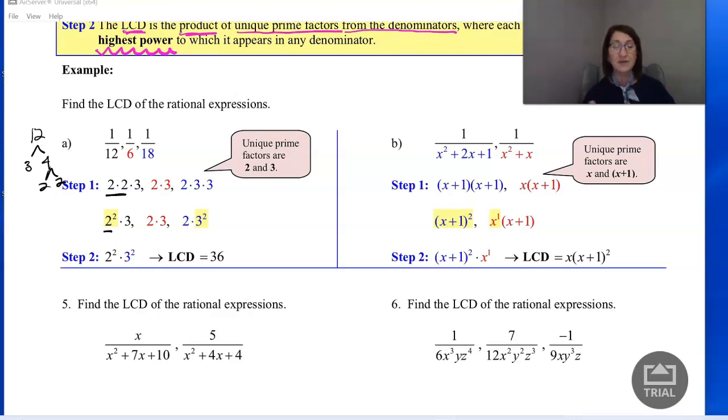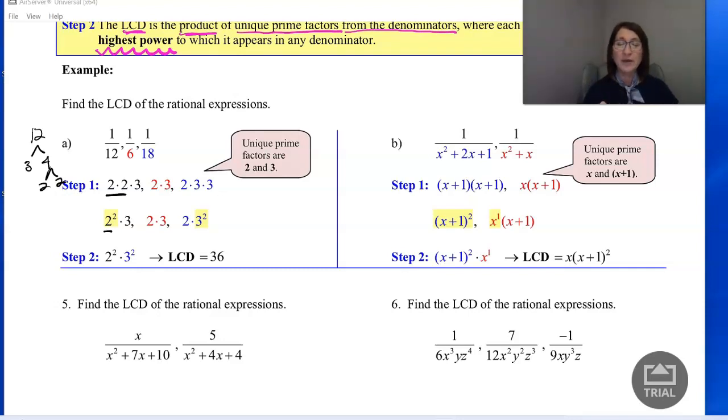Now let's do the same thing with the 6. We break it down into its prime factors. It's 2 times 3. And then with 18, it's 2 times 3 times 3, or 2 times 3 squared. Now here's where the tricky part comes in.